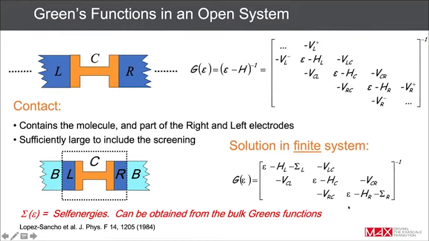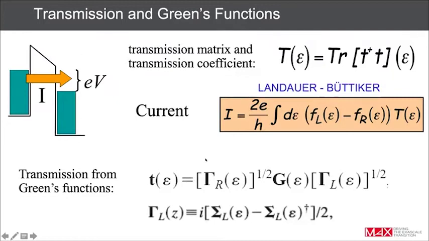And this can be computed very easily if you know the Green's functions of the bulk right and left electrodes, which are very easy to compute because, again, it is the inverse of the Hamiltonian in these regions. So that can be done very easily and very efficiently. So with this, by inverting a finite size matrix, which is perfectly doable, you can get the Green's function of the contact region. And from that Green's function, you can get exactly what you need for transport.